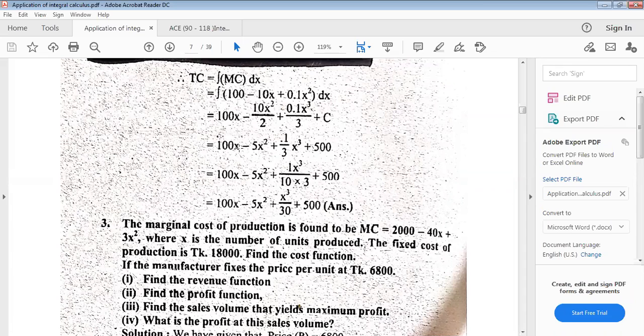No production, right? X equals 0, and then C will be only 500. This is why we put the values of C.